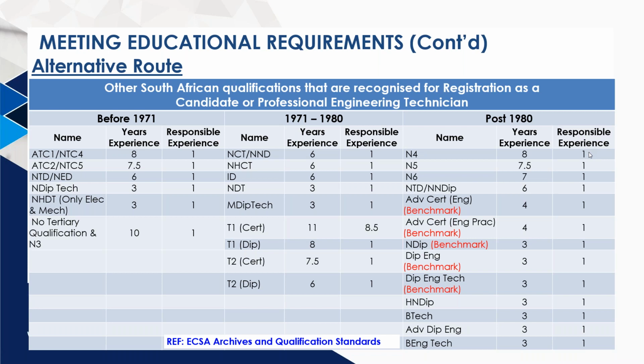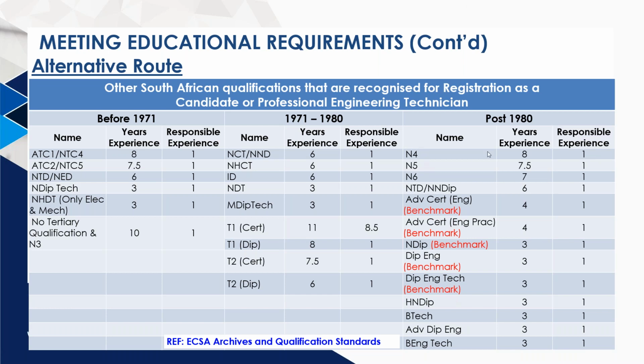ECSA recognizes that when you're starting to work, you are at a level where someone is assisting you, and you grow until you reach the level of the degree level of responsibility. So it simply means that you need to have worked at that particular level for at least a year where you were making or taking decisions on your own. And then the list goes on and on.